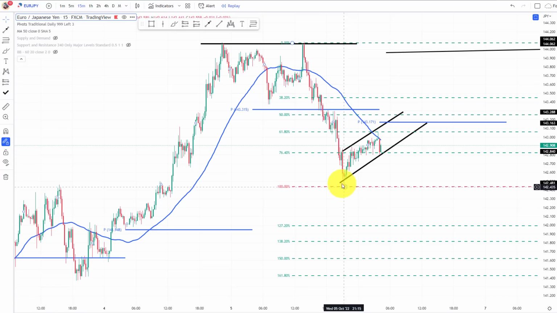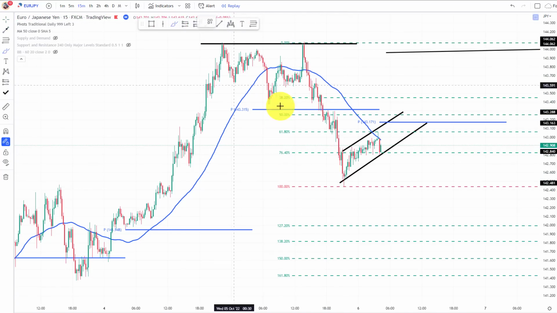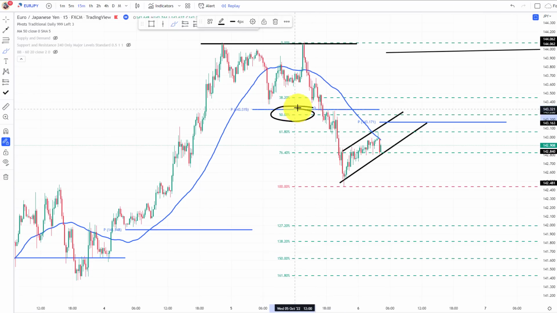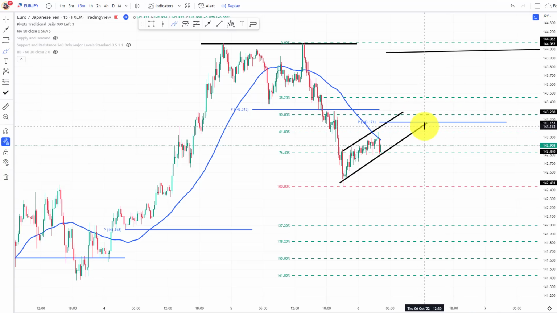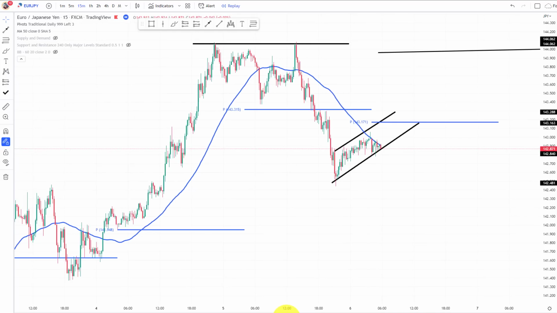We draw the Fibonacci from the low to the high. This is our 100%. Now we are currently at 61.8. Ideally, I would like to see maybe a retracement back to the 50, which is also here the pivot point, and that would be quite interesting confluence. Let's get rid of this. It's a little bit too cluttered.